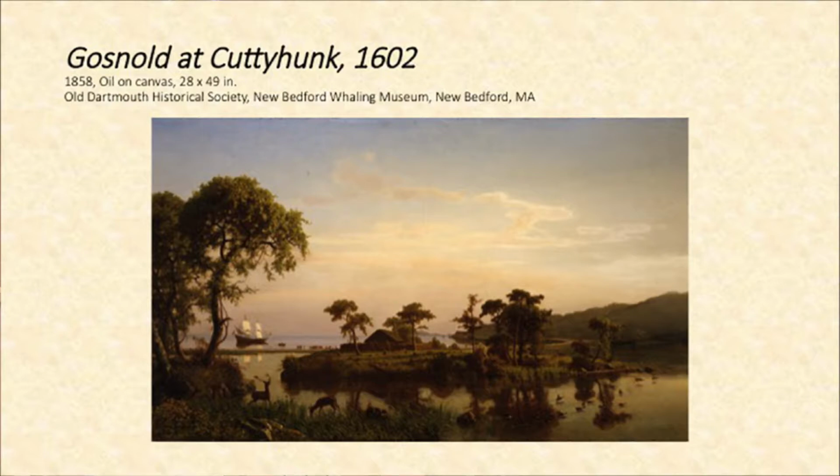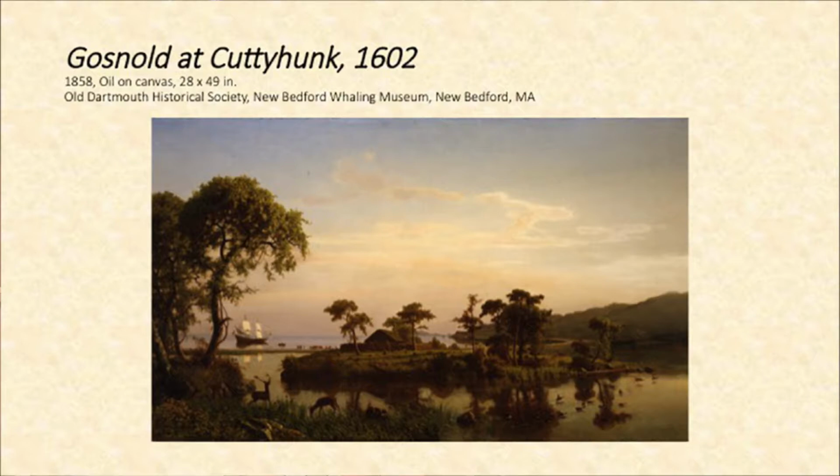Cuttyhunk is an island off of the coast of Massachusetts. It was occupied for a few weeks in 1602 by Bartholomew Gosnold, who built a small fort there and planned to harvest sassafras that grew on the island. So you can see their ship in the distance, and then in the middle, that's their fort, and that's their ship.